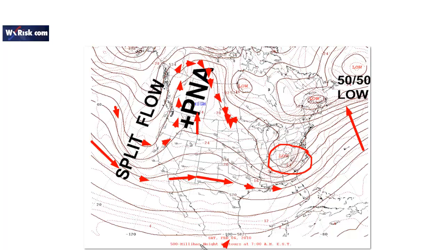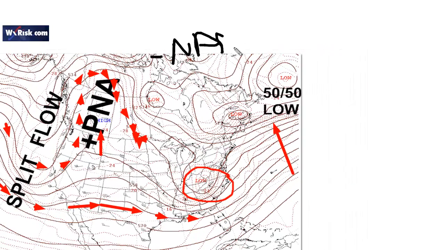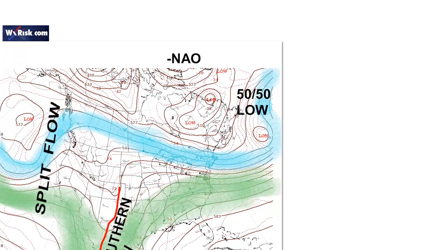So there's your split flow. A split flow is very nice to have. We have a negative NAO up in northern Canada. We can see it up in here. There was a negative NAO up in here. We can see that, and so all the features are in place. That's why this was such a big snowstorm.